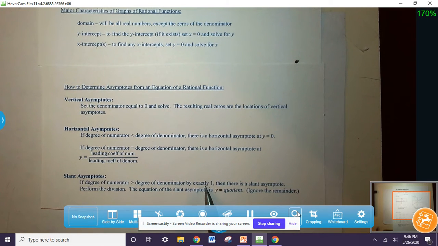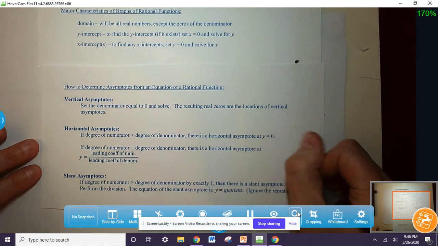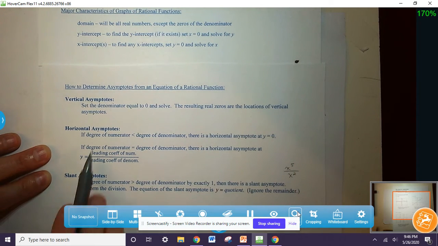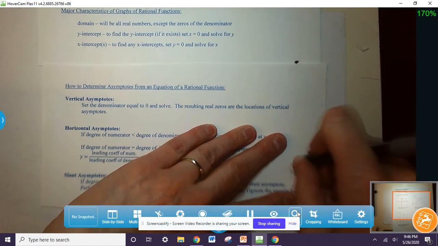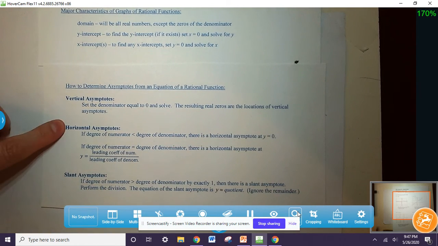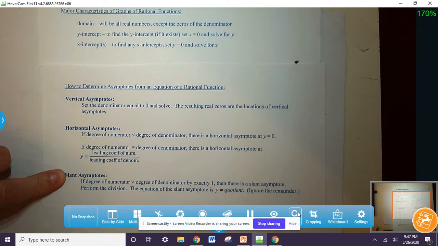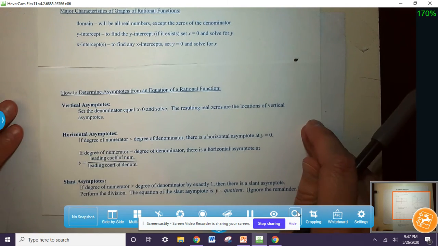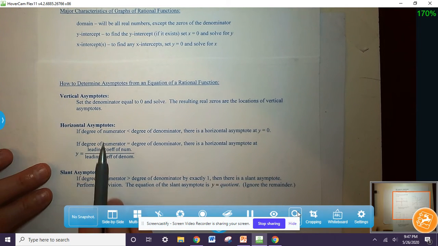So a couple things to note here. Often I get asked, what if the degree of the top is bigger than the degree of the bottom by more than 1? So what if, for example, you have like a degree 5 over a degree 2? Well, then it's not this, it's not this, and it's not this. So you have neither horizontal nor slant asymptote. Another question that often comes up is, can a rational function have a horizontal and a slant asymptote? No, a rational function cannot. There might be functions out there in the world that have a horizontal and a slant asymptote, but rational functions will not have both. And that's because these are mutually exclusive.